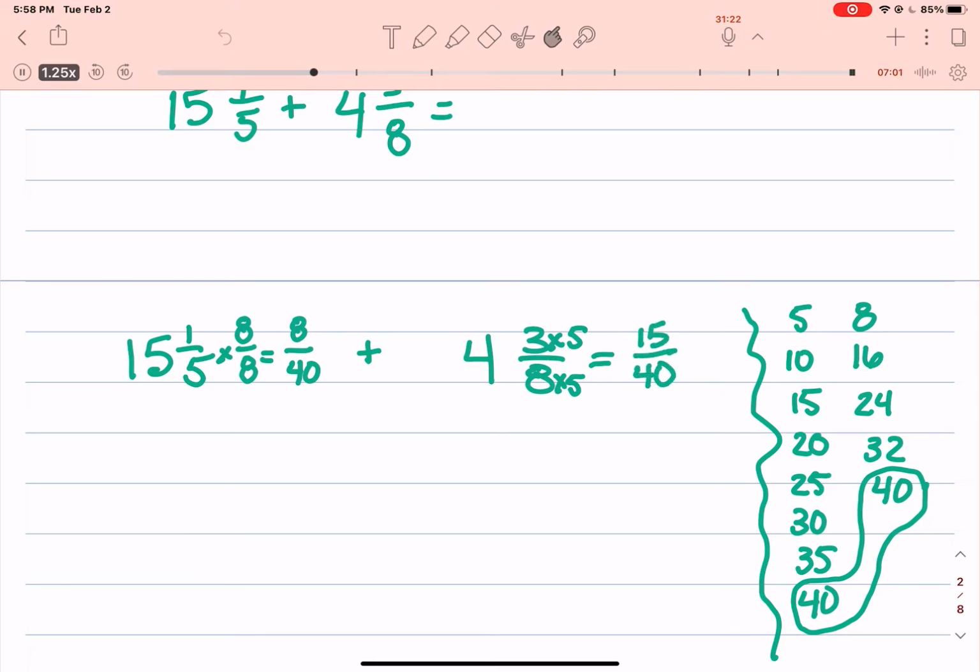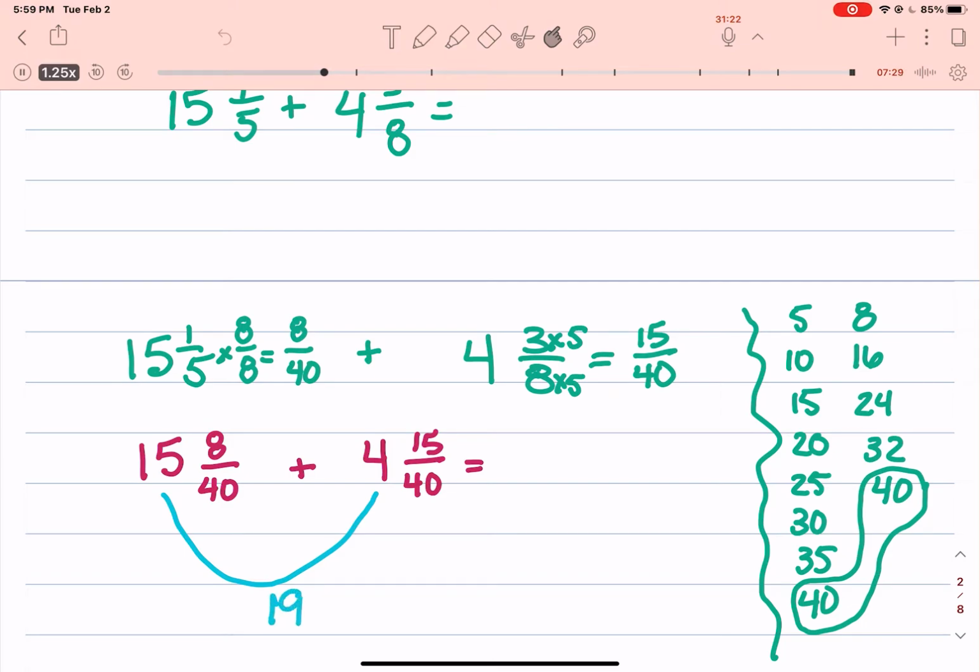So our new equation becomes 15 and 8/40 plus 4 and 15/40. Now we'll think about how we're going to add this together. Don't forget to add your whole numbers. Some of you did that yesterday in the formative. 15 plus 4 becomes 19, and 8/40 plus 15/40 becomes 23/40. So our answer is 19 and 23/40.